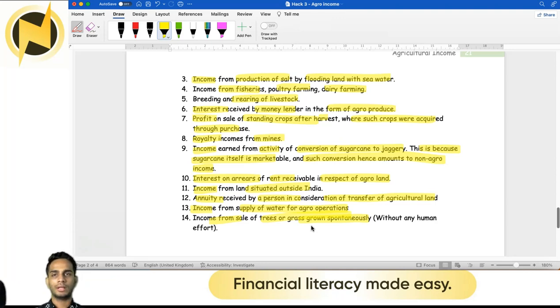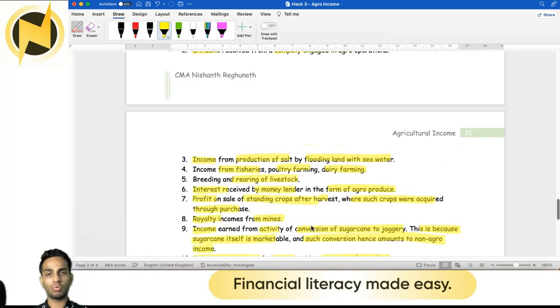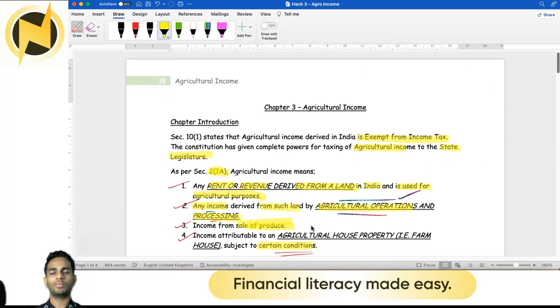Alright. So yeah, that's it for this particular study. We are done with the whole concept of agricultural income. I hope you got a really good understanding of the complete chapter. Yes, in case you have any doubt, please do post it as comments. I'll be most happy to read your comments and suggestions and get back to them.